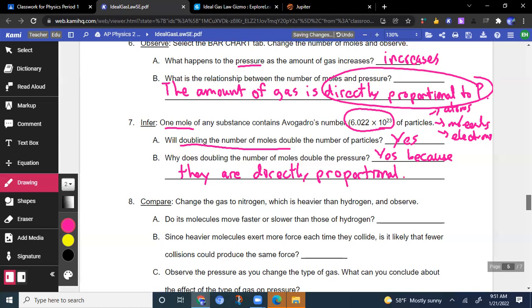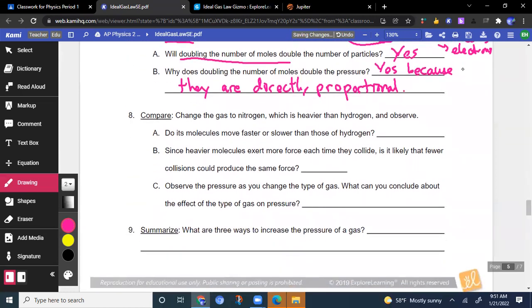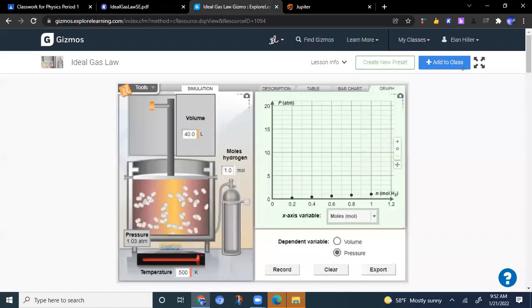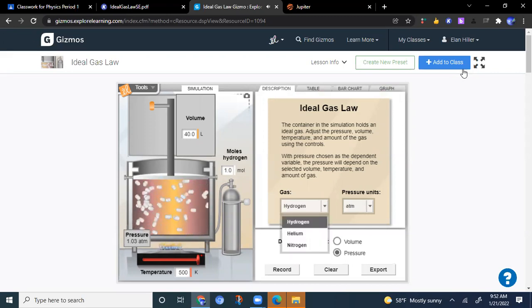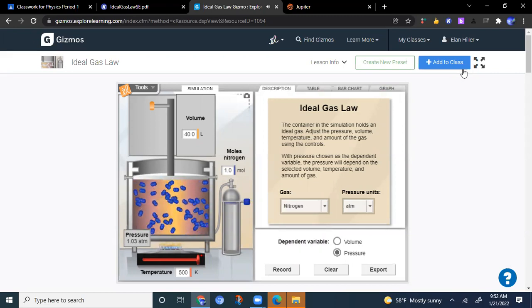Part 8. Compare the gas to nitrogen, which is heavier than hydrogen, and observe. Do the molecules move faster or slower than those of hydrogen? Okay, so you got to go to the description tab. Keep 1 mole, keep 500 Kelvin, keep 40 liters. It doesn't matter. Go to description. You see how fast hydrogen is moving, right? Nitrogen is bigger. Is it moving faster or slower? Considerably slower.